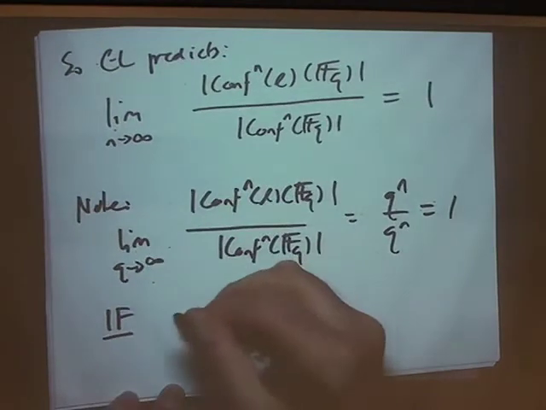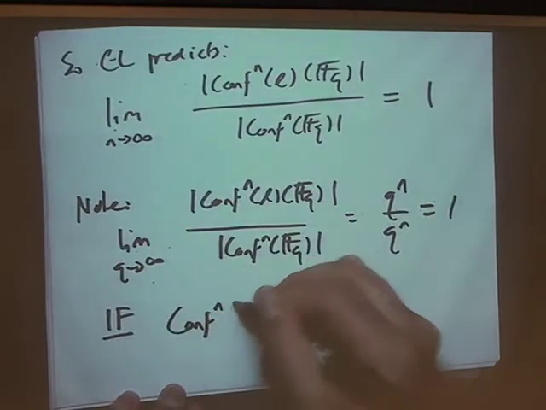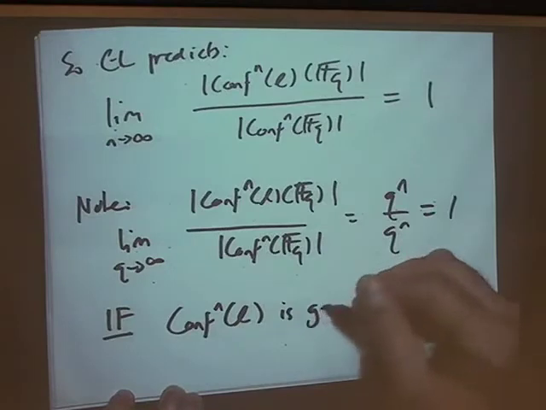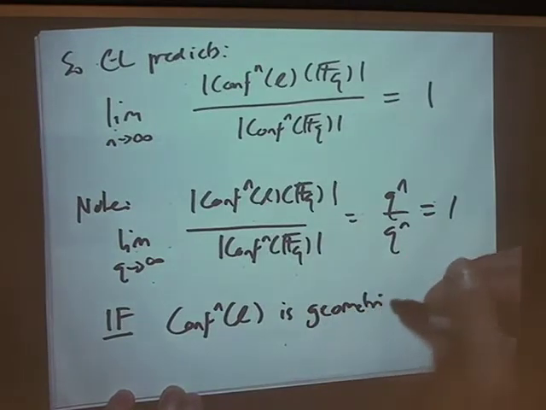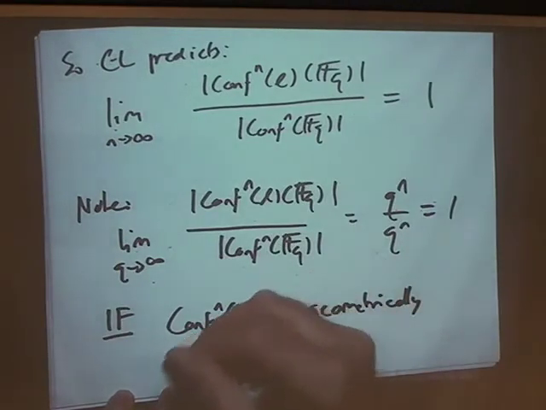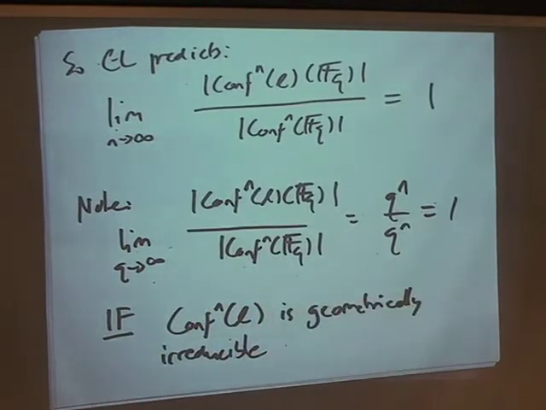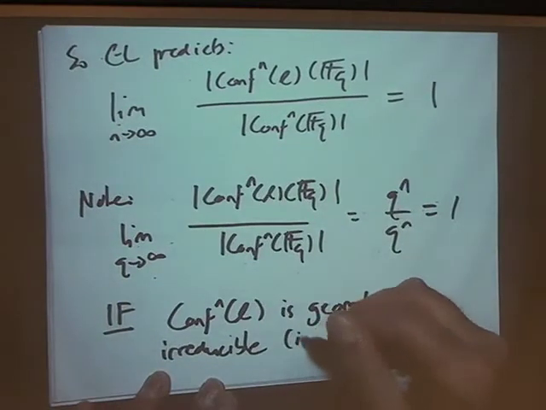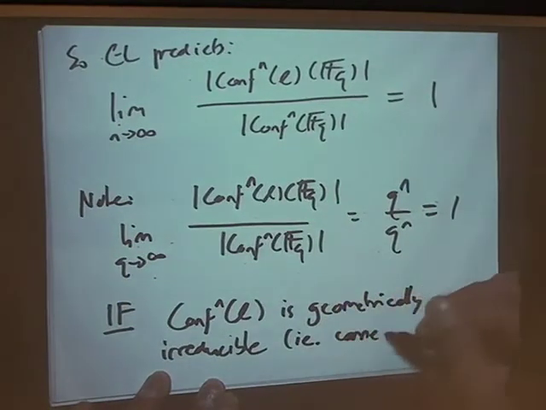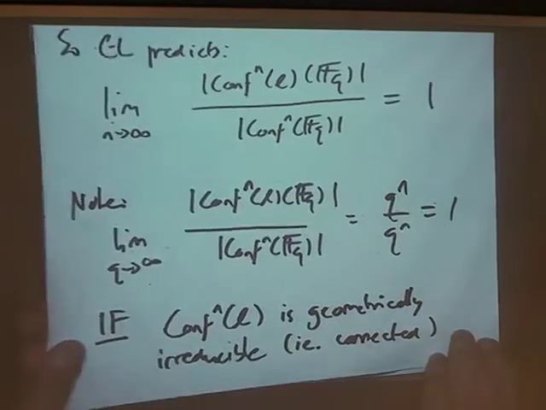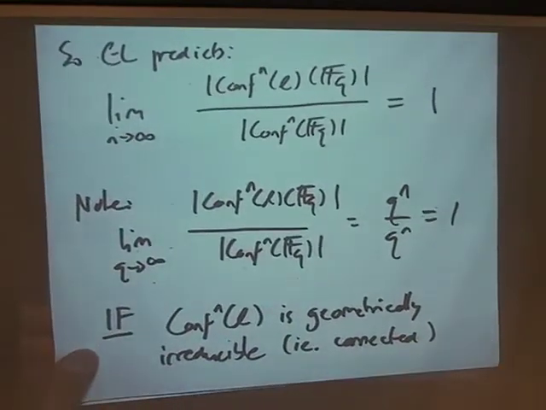So let me just say, if comp n of L is geometrically irreducible. And actually, since this is an étale cover of a smooth thing, it's the same to say, in this case, connected. So I'll probably use the language of connected components rather than irreducible components for the rest of this talk. So that has content.